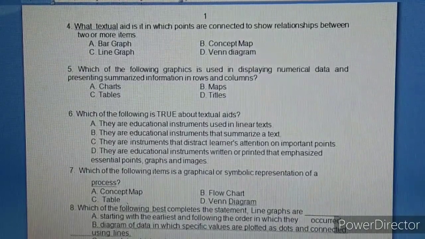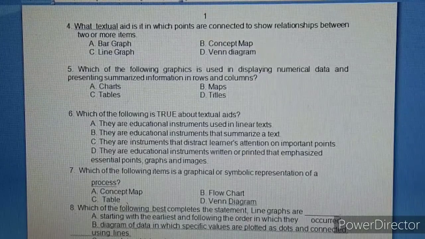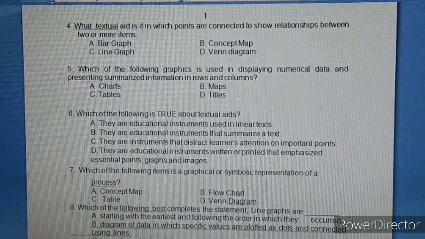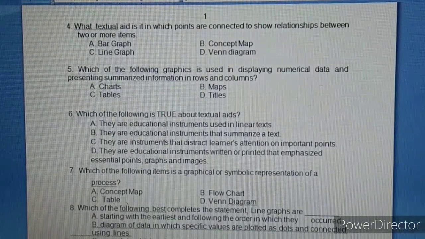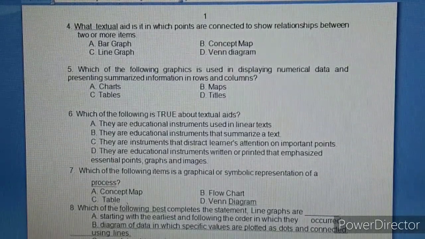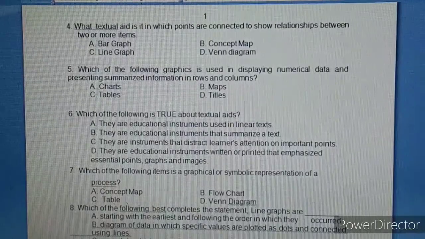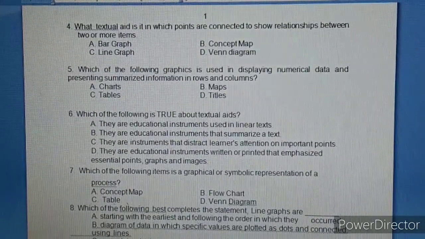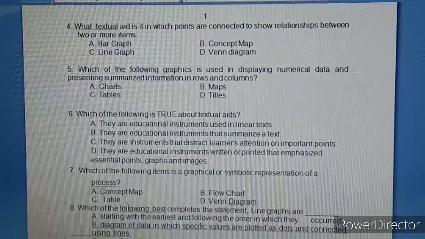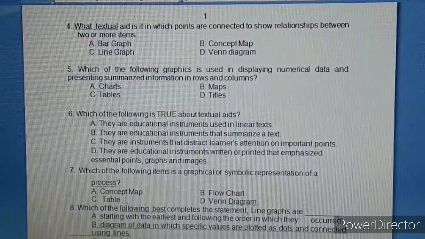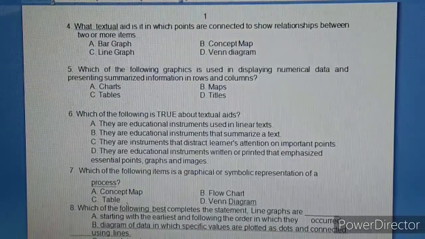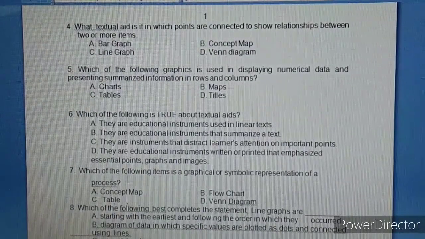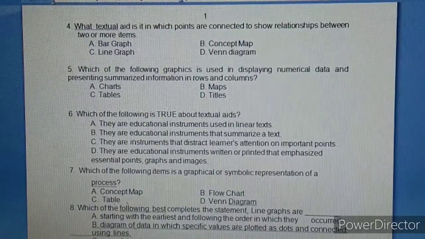Next, let's proceed to number 6. Which of the following is true about textual aids? A. They are educational instruments used in linear texts. B. They are educational instruments that summarize a text. C. They are instruments that distract learners' attention on important points. Or D. They are educational instruments written or printed that emphasize essential points, graphs, and images.